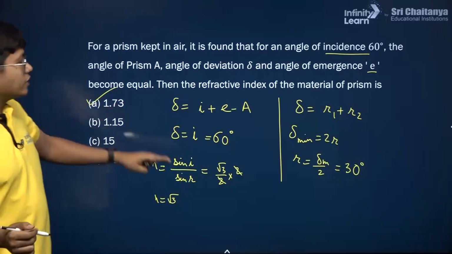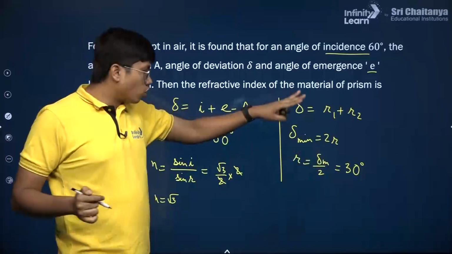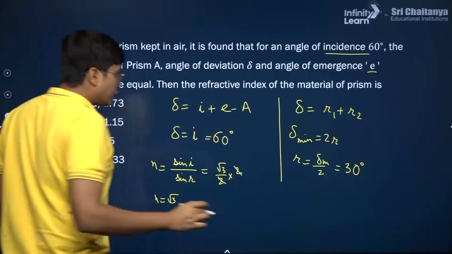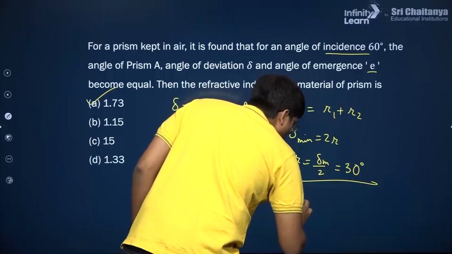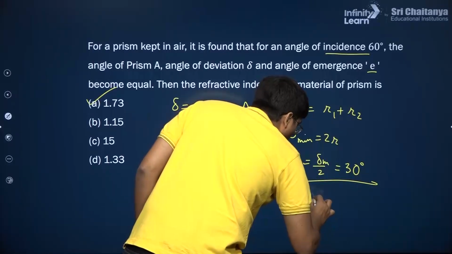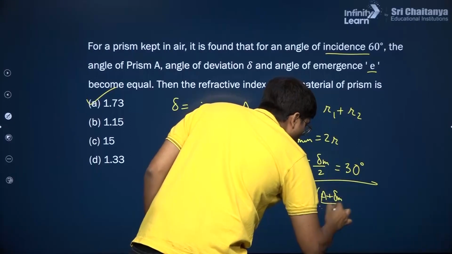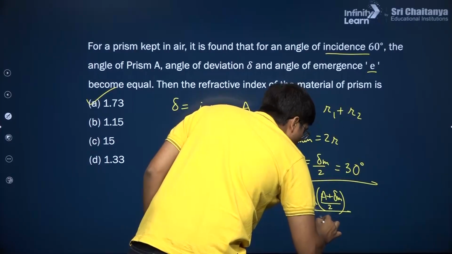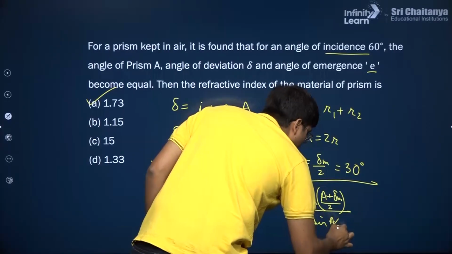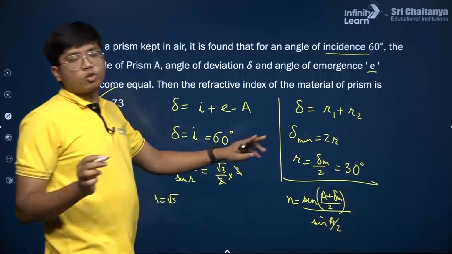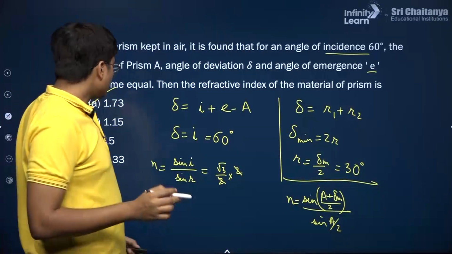Instead of going this way, you could also use the relation of N is equal to sine of (A plus delta M) by 2 divided by sine of A by 2. You can even go by this method, but I just showed you both ways as well.